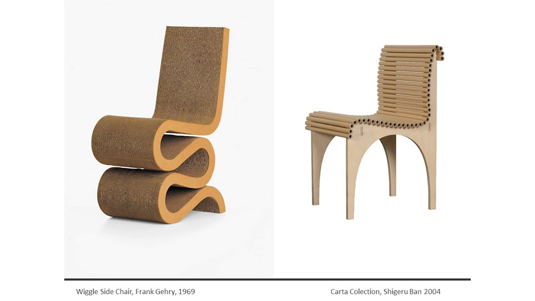So, furniture, those two chairs. This chair is made out of corrugated cardboard, glued together. I believe that the material for this chair cost around 50 euros. It's made by the famous architect Frank Gehry. It was made in 1967. And the other chair, mentioned by me, by Shigeru Ban, Japanese architect.